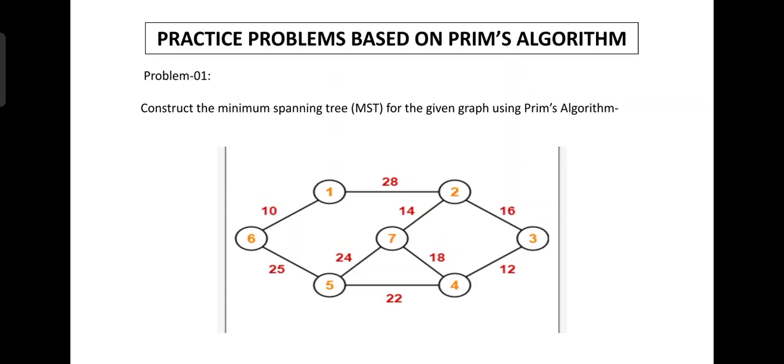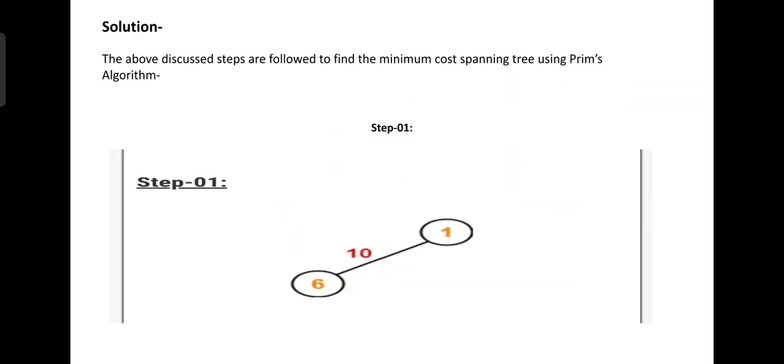Following is the problem for Prim's algorithm. Construct the minimum spanning tree for the given graph using Prim's algorithm. So this is a weighted graph. As we have discussed the steps, take the minimum heap.